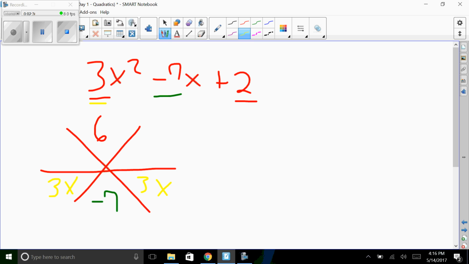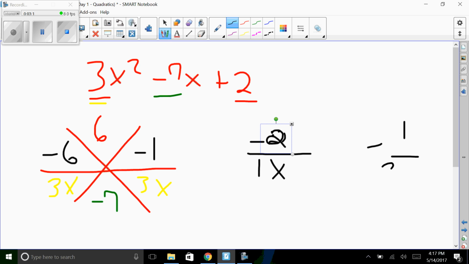All right, so now we have to figure out what two numbers multiply to get 6, but add to get -7. So the two numbers will be -6 and -1. All right, so how do we read this? -6 over 3 on the left side can be reduced to -2 over 1. The one on the right just stays the same as -1 over 3x.